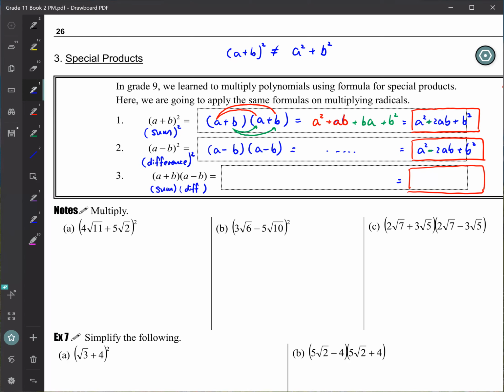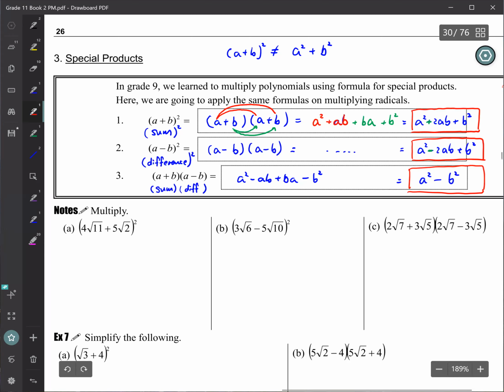A squared subtract ab plus ba subtract b squared. A squared subtract ab plus ab, which is b squared, and then it becomes a squared subtract b squared. That's right, very good. The middle term for this one cancels out. Ab and ba are the same, but they are opposite signs, so they are gone.